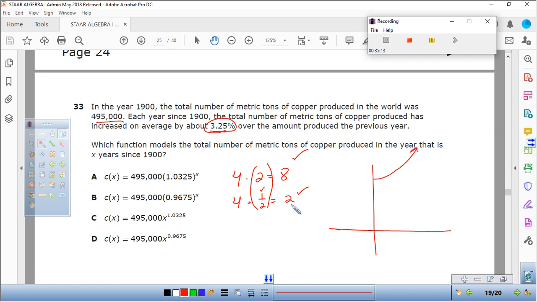Next thing is, well, look at this one. 495,000 million trillion times a number bigger than 1. And this thing, what? Increase. It's going up. I like that one. This one here says don't give me the whole thing, give me 96%. So that one shows that it goes down.